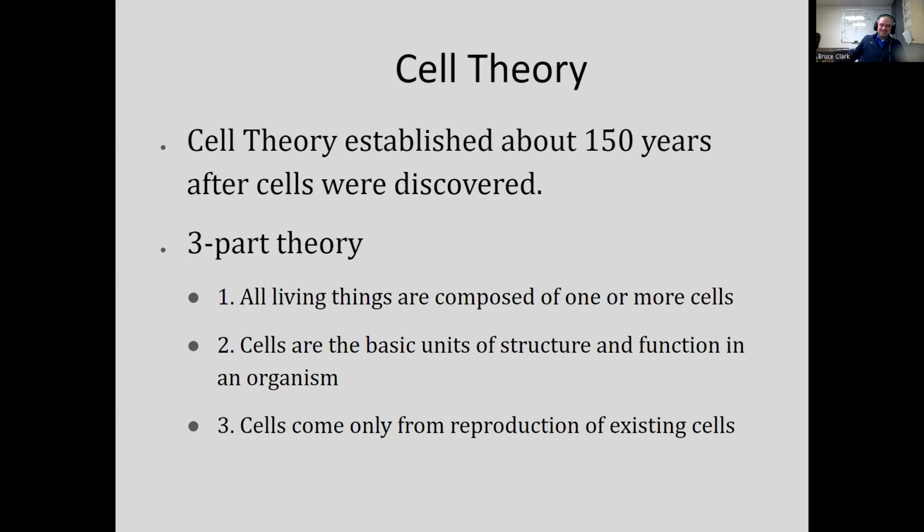One, all living things are composed of one or more cells. That is a requirement for life as we know it right now. It has to have at least one cell. Two, cells are the basic units of structure and function in an organism. So the base building blocks of organic life are cells. And three, and this is the one that took them a long time to agree upon, cells come only from the reproduction of other cells. We're going to be getting into mitosis later on, but this idea is that reproduction has to come from existing cells. They don't just spontaneously appear. Believe it or not, that was a point of contention for a long time.